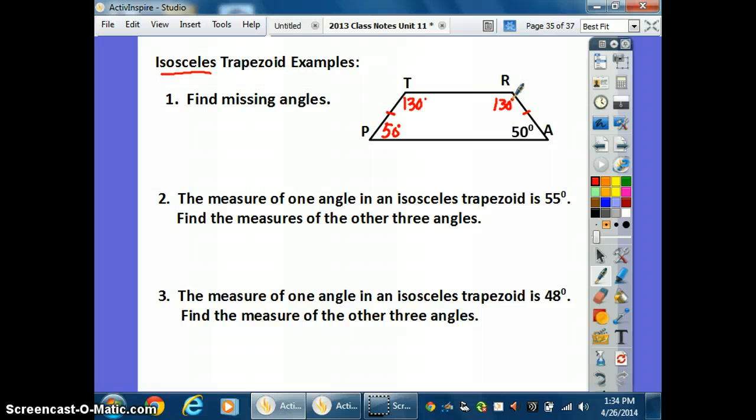Don't even need a picture for this. If I have an isosceles trapezoid and 55 is one of the angles, give me the other 3 angles. Well, we know one of them is also 55. Probably this like 55, 55. And then the other 2 angles would be 125, right? Because these need to sum to 180. And the other one would be identical because it's isosceles.